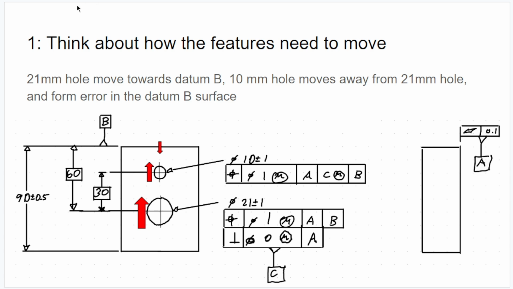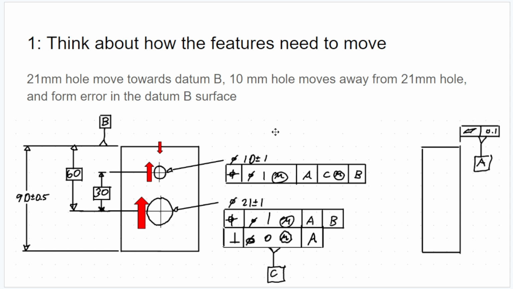So step 1, we want to think about how the features need to move to achieve that minimum wall thickness. And again, the datum B wall needs to push in. We need some form error in the datum B wall. Then the datum C hole needs to push towards the datum B wall. And then the 10 millimeter hole needs to push as far away from the 21 millimeter hole as it can.